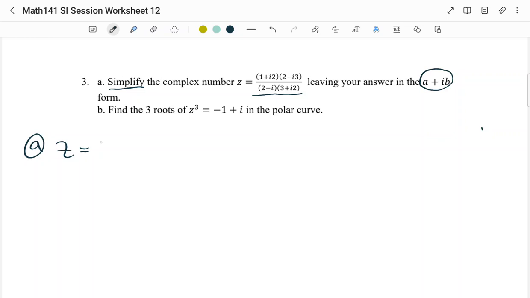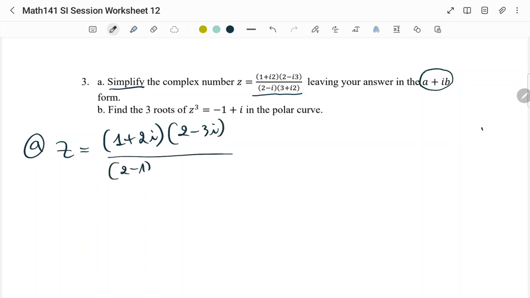So the original problem that's given to us is 1 plus 2i multiplied by 2 minus 3i, all divided by 2 minus i multiplied by 3 plus 2i. Now, the first thing that we'll do here is expand, both in the numerator and denominator.